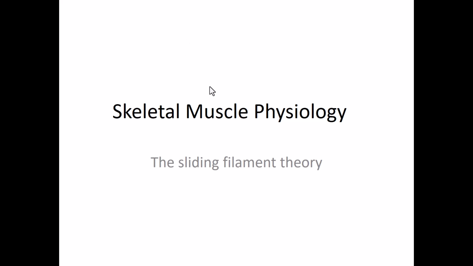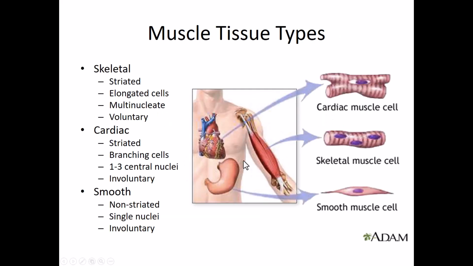So we're going to look at skeletal muscle physiology and the sliding filament theory. There are three types of muscle tissue: skeletal muscle, cardiac muscle, and smooth muscle. Skeletal muscle is voluntary.